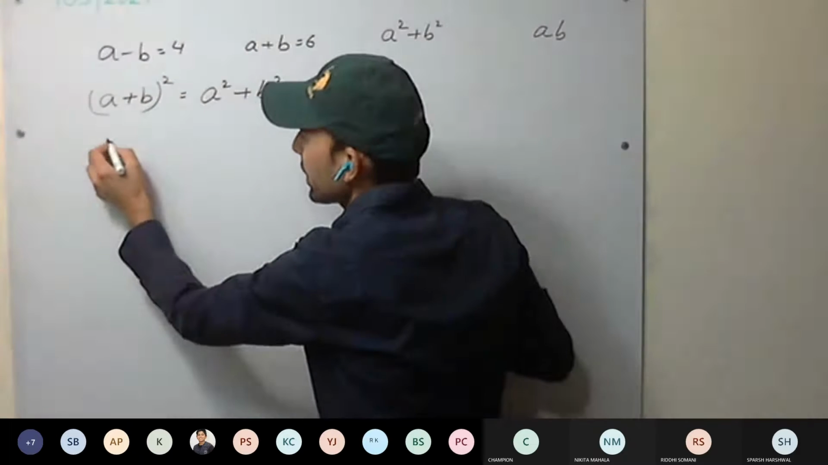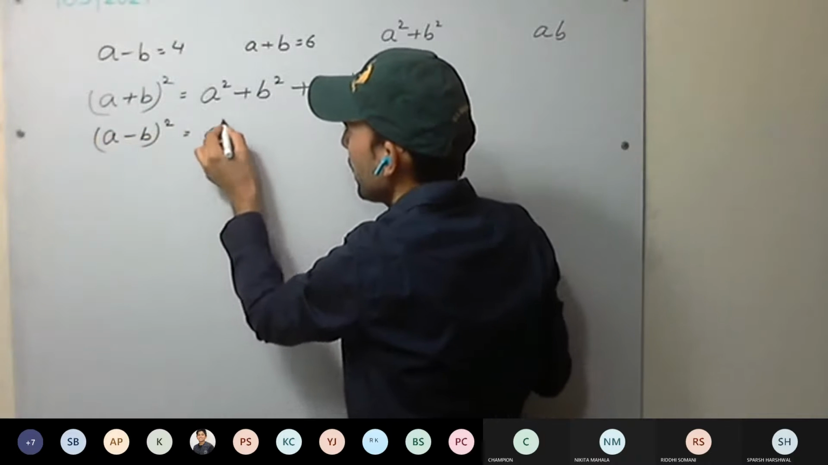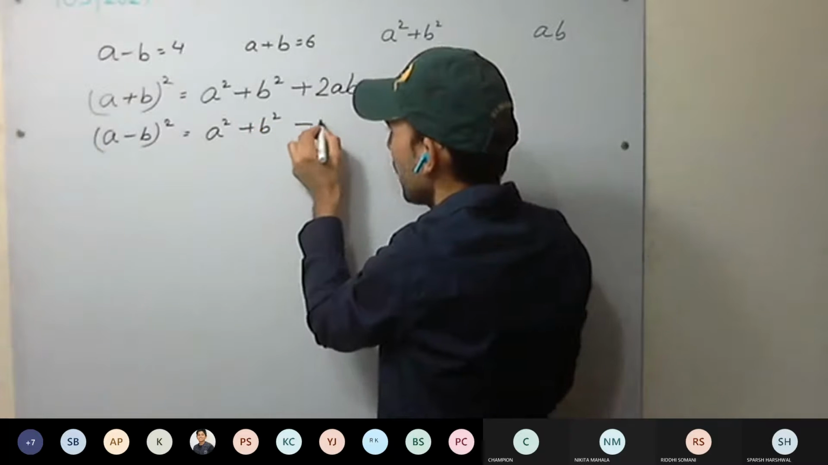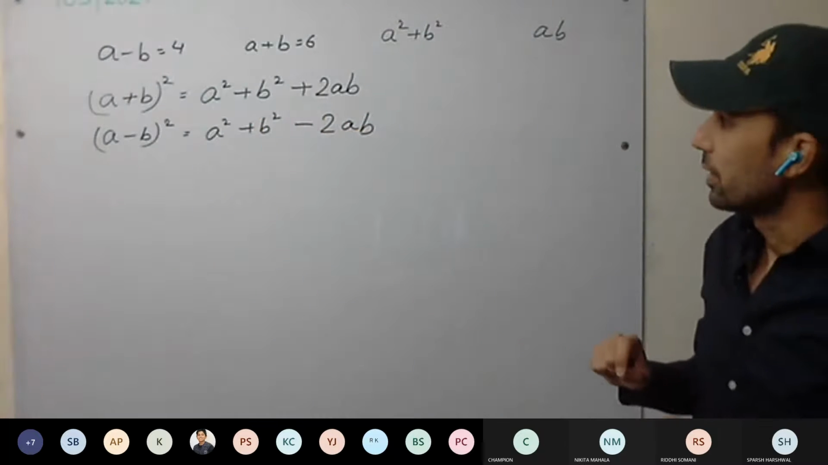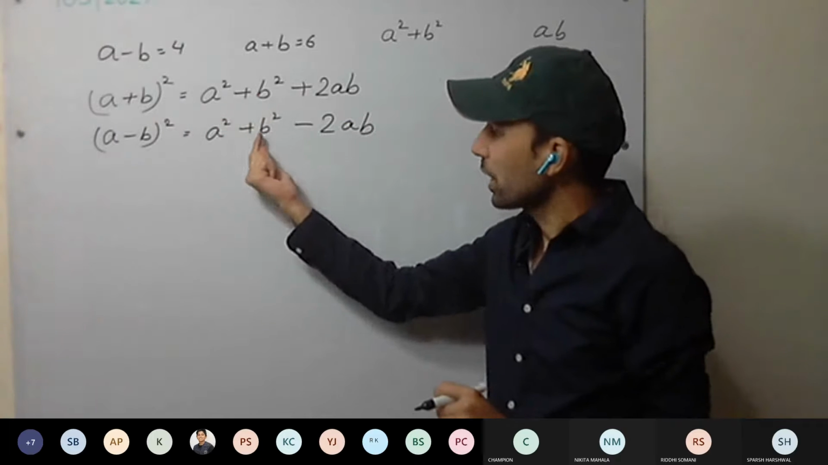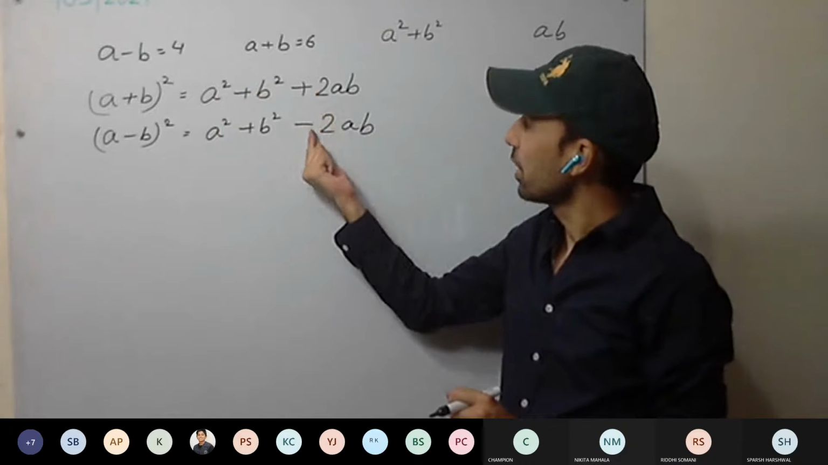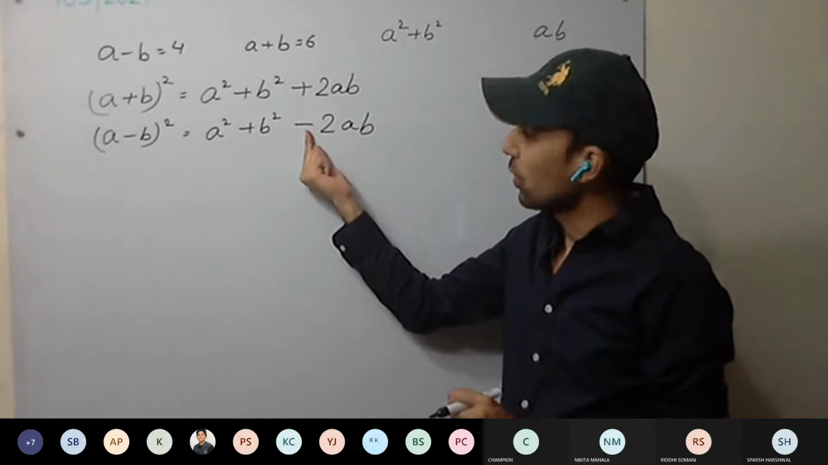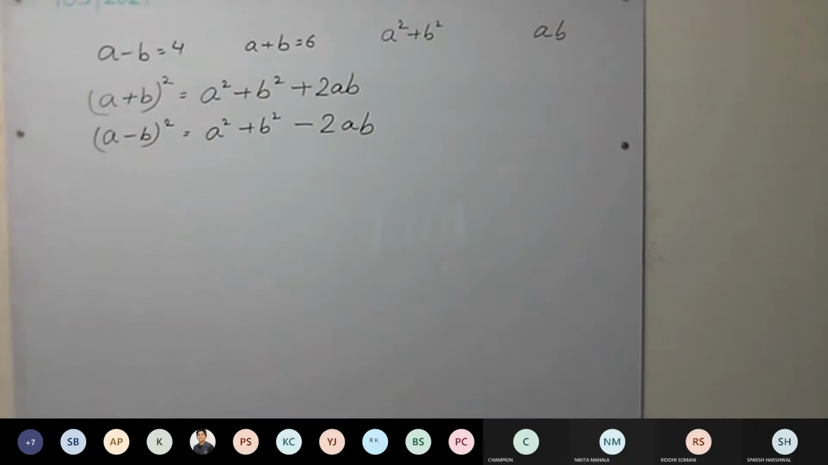So if I write the second identity, a minus b the whole square equal to a square plus b square minus 2ab. Now see here, both have the same signs, but this one has opposite signs, plus and minus. If we add these two equations, what are we going to get? 4ab.